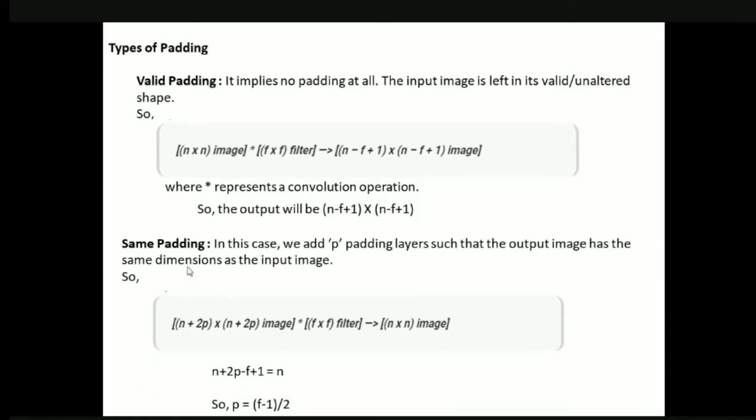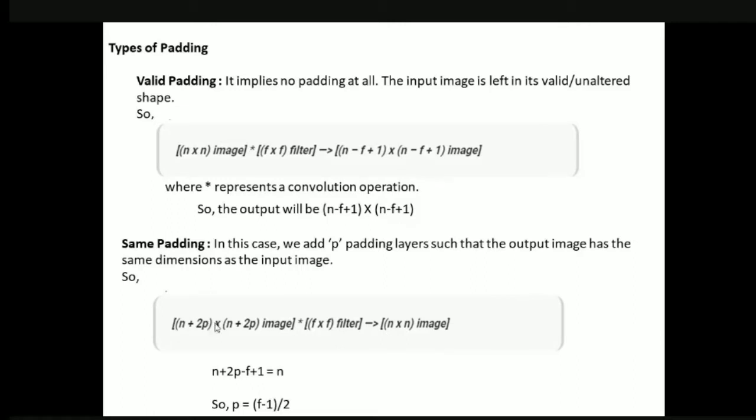But when we are using padding, that type is called same padding. Here we add p number of padding layers. That is, if p equals 1, we pad 1 layer; if p equals 2, we add 2 layers, and so on. Then, as we said, when we do this padding, the size of the output image is equal to the size of the input image, right?